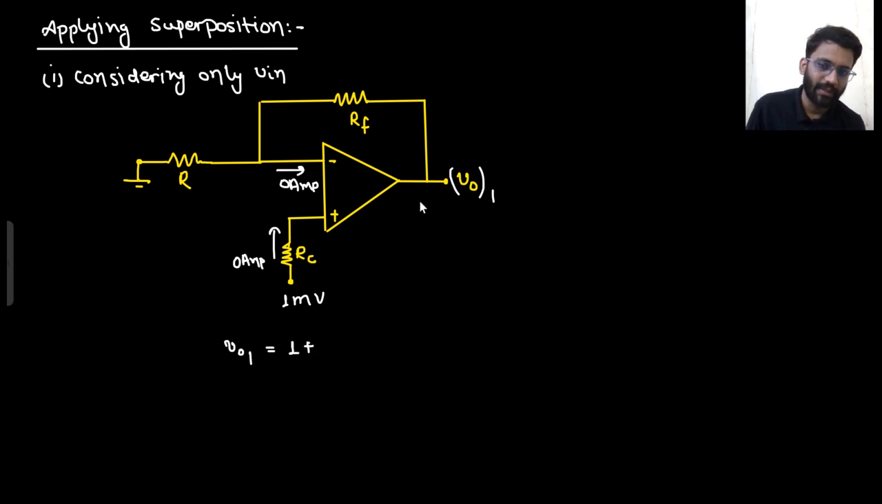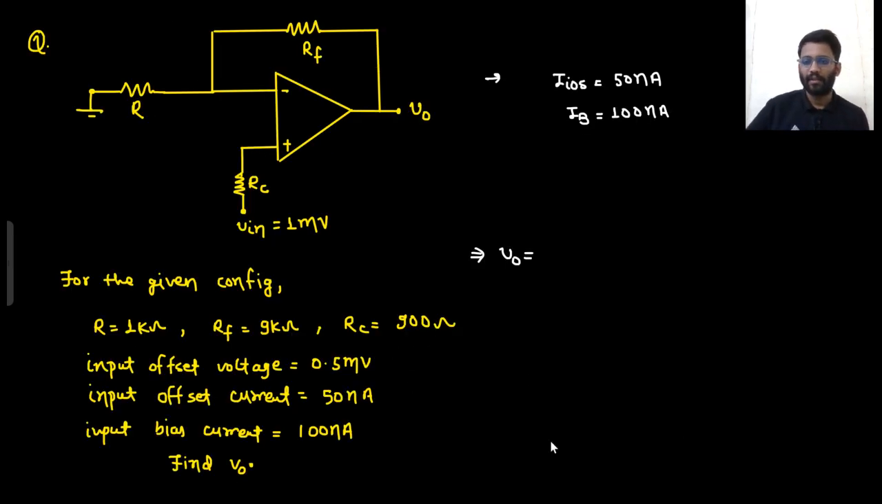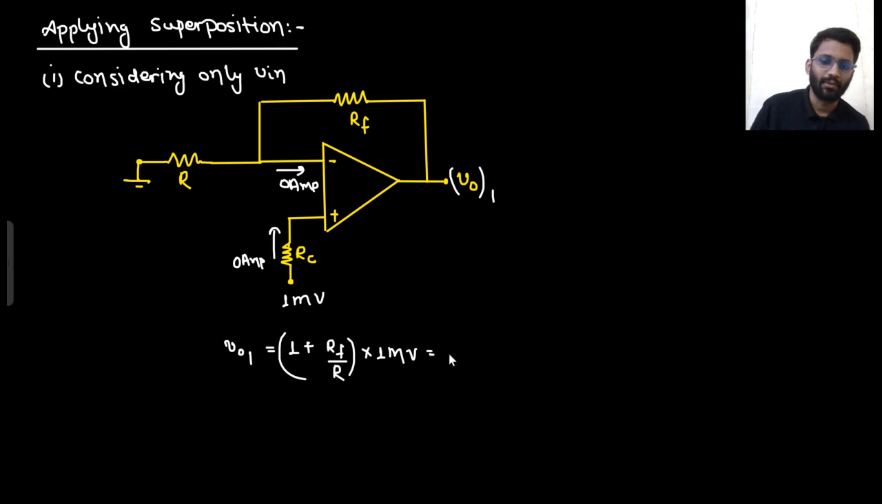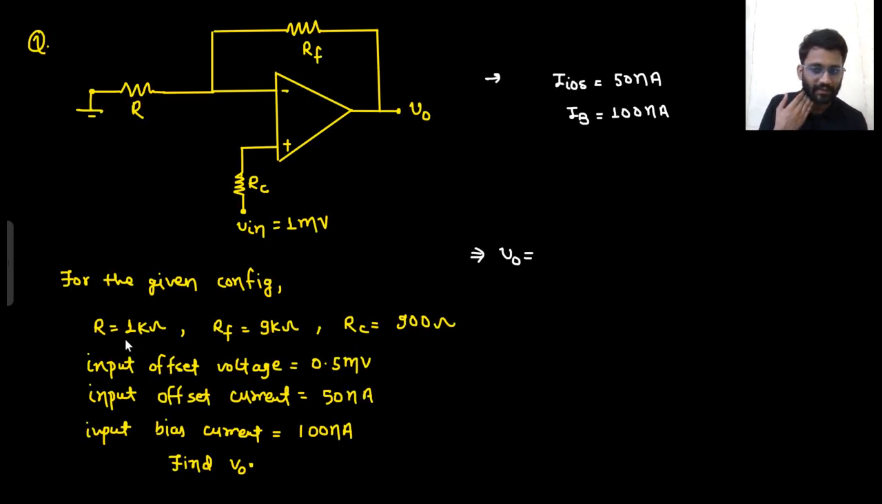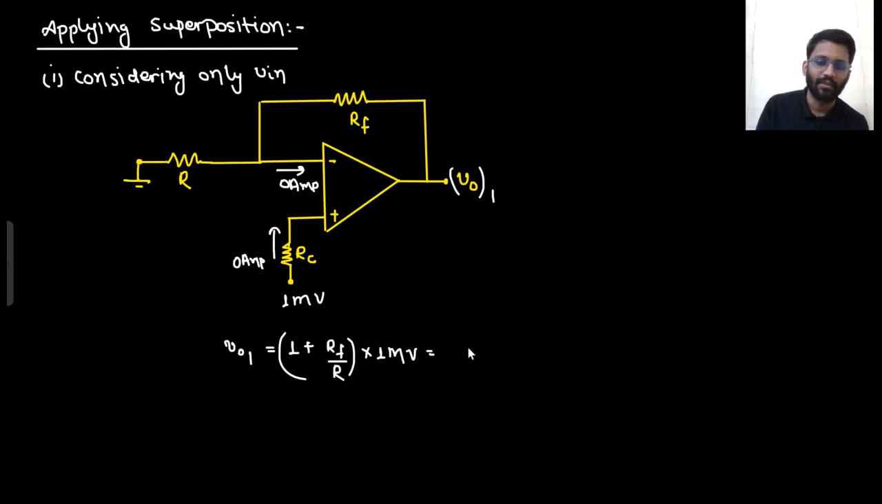So what will be my VO1? VO1 will be 1 plus RF by R, because it is a non-inverting amplifier. 1 plus RF by R into 1 millivolt. What is the value of RF by R? RF by R is 9, sorry. RF by R is 9. So you are going to get 10 millivolt. This is your VO1, right?